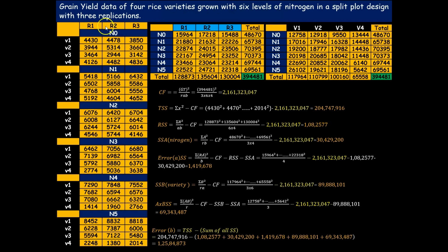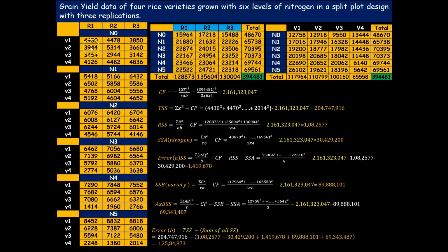Whenever we are doing the numerical illustration while utilizing split plot design, the first thing is that we need to get the two-way tables, which involve the totals only, not the averages. The first one is between the main plot with replication, and the other is main plot with subplot. So we have a two-way table between the levels of nitrogen and across different replicates. We need to get the total. How are we going to get this N0R1 total? Simply we will sum the values of this R1 across these 4 varieties.